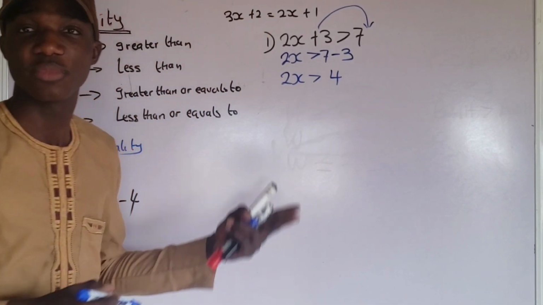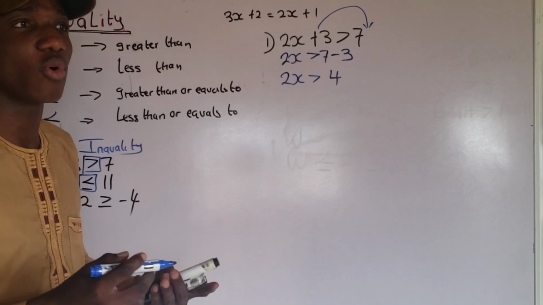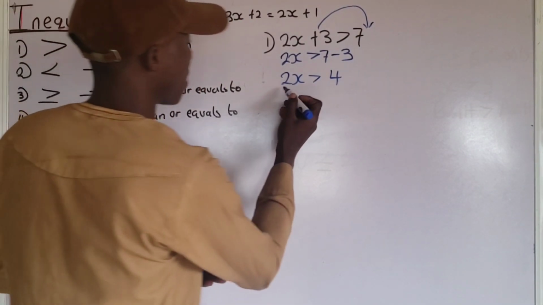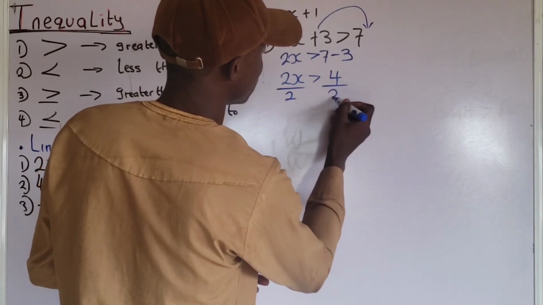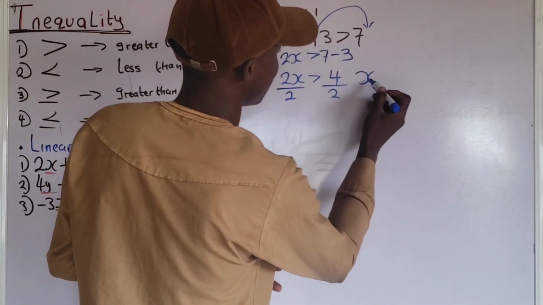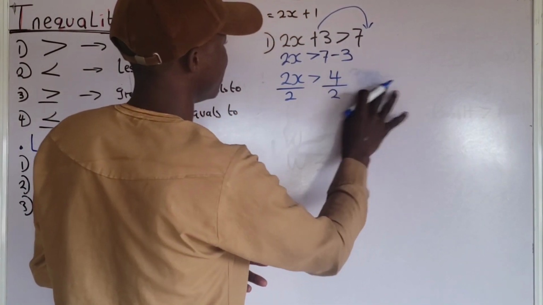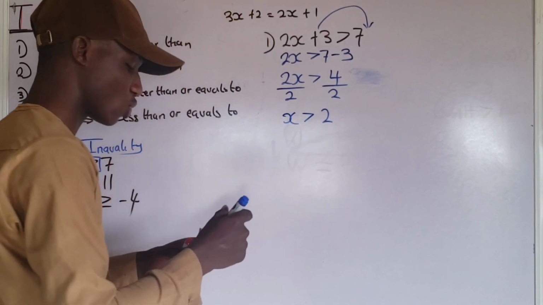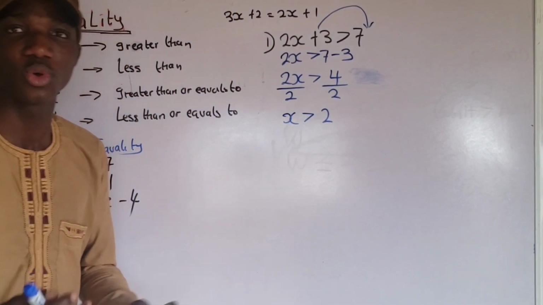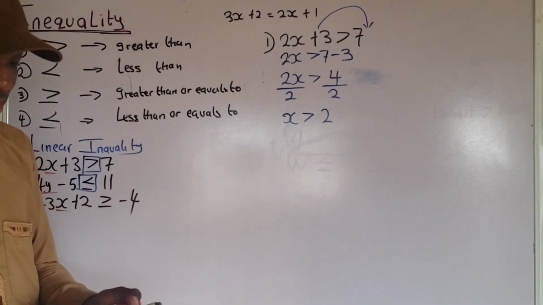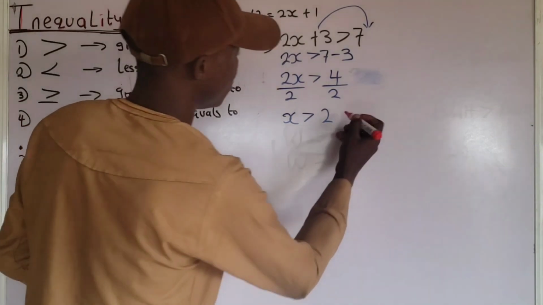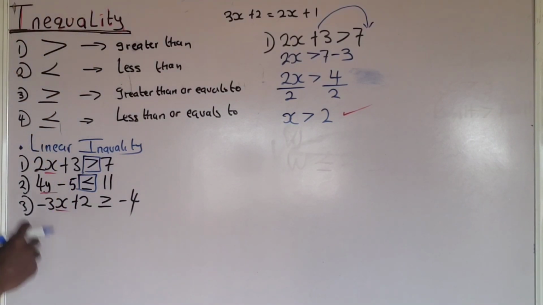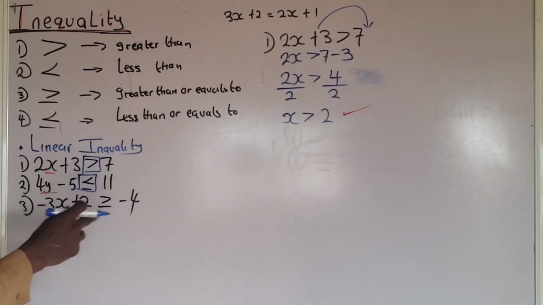Now, from this point, we can divide both sides by 2. So I'm going to have this divided by 2 and this divided by 2. So x is greater than 2. So that is the solution to the first question. You can see that using those steps, you will get the right answer. So if you get this as your answer, you are correct. Let's move to question number 2. 4y minus 5 is less than or equals to 11.